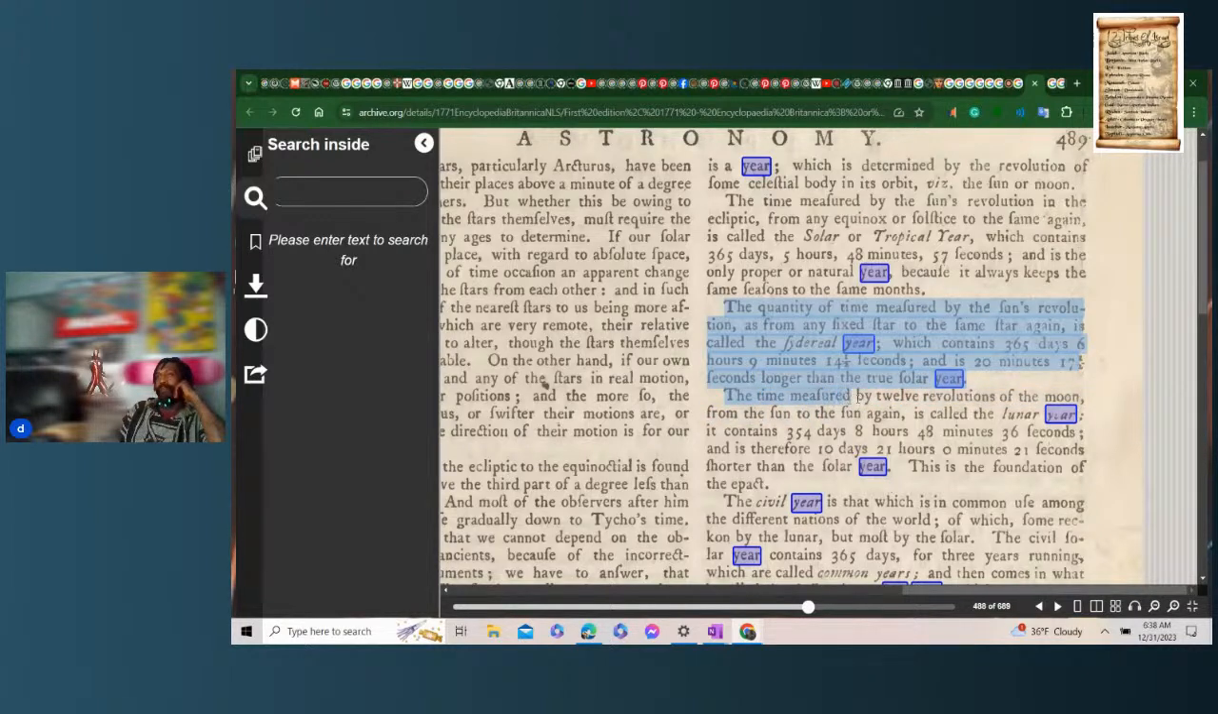This time, measured by 12 revolutions of the moon from the sun to the sun again, is called a lunar year. It contains 354 days, 8 hours, 48 minutes, 36 seconds, and is therefore 10 days, 21 hours, 0 minutes, 21 seconds shorter than a solar year. This is the foundation of the epact.